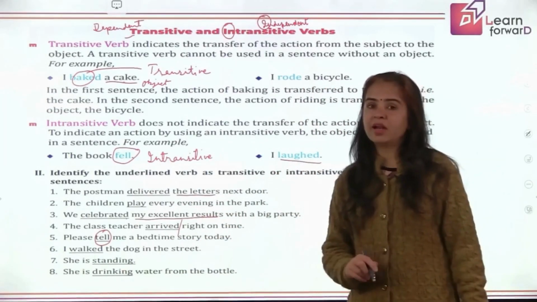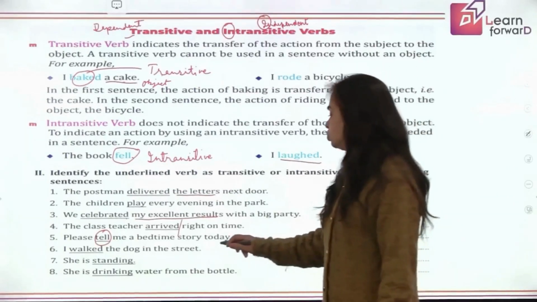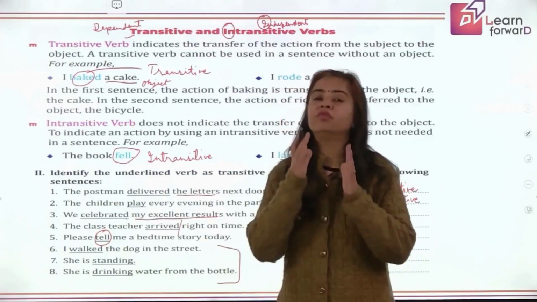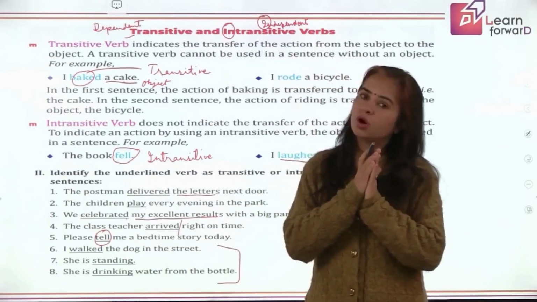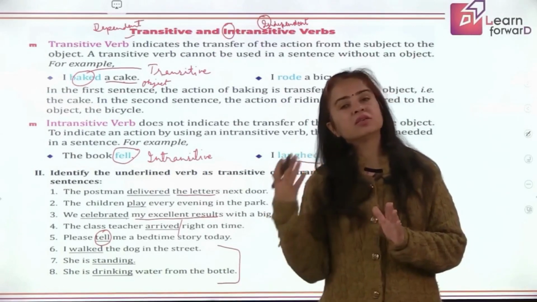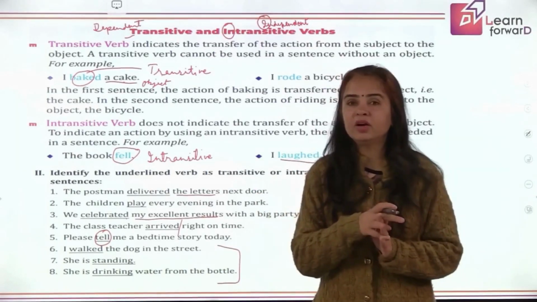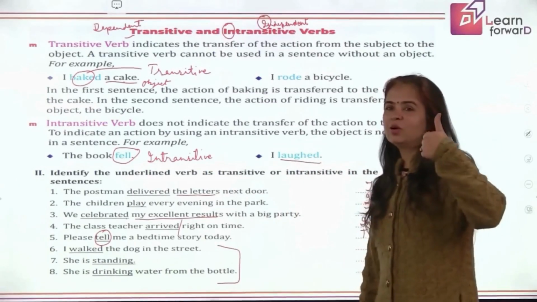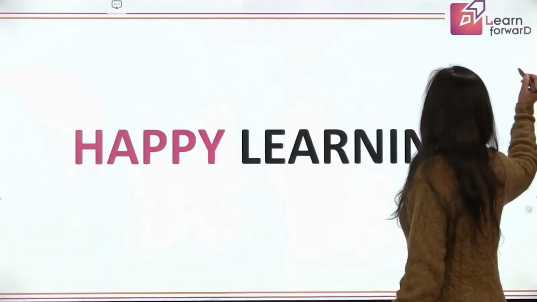I hope you have understood. Will you like to do these 3 sentences yourself? Just put a question whether the verb needs an object or not to give a complete meaning. If it is dependent on the object, it is transitive. If it is independent of the object, it is intransitive. Will you do that? Good. So that shows your confidence.